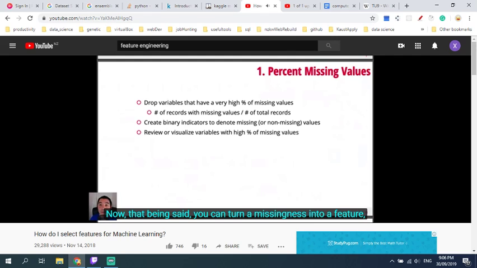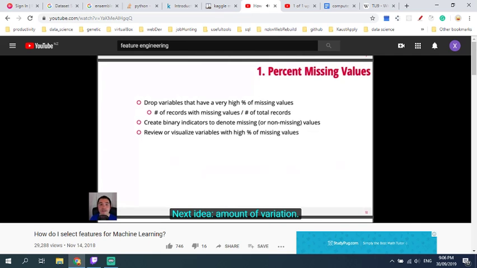Now, that being said, you can turn missingness into a feature because it might actually be a useful feature, a binary feature of like is missing or not. So even if you're dropping the feature itself, you might encode the missingness as a feature. Okay, so that's one idea.